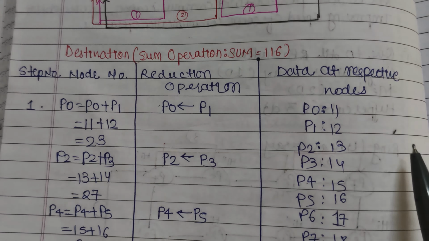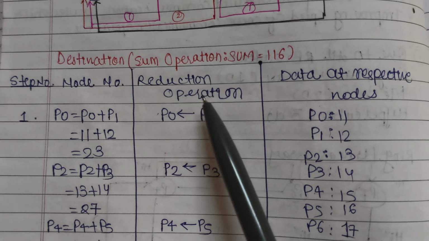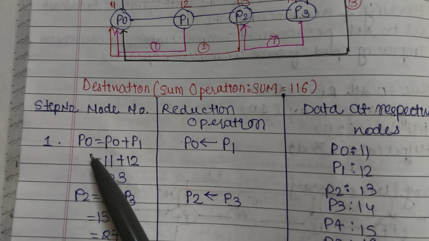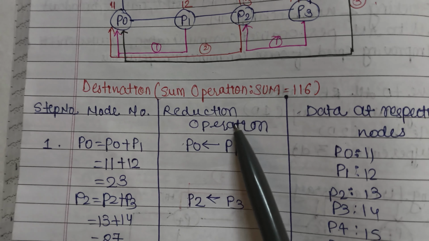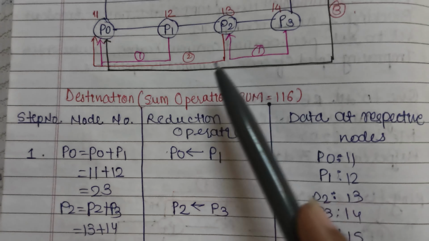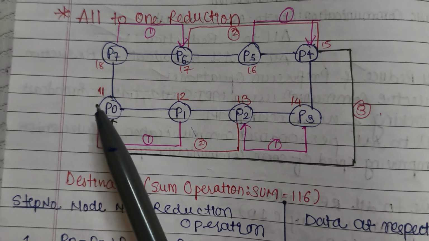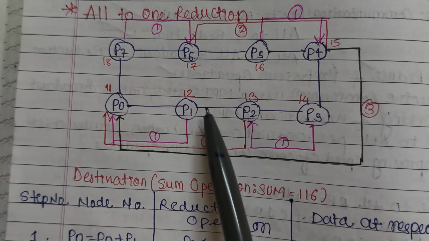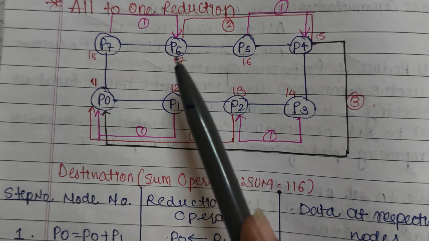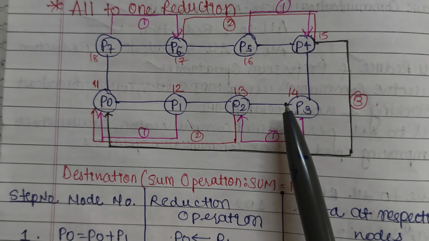Here you can see we have the columns step 1, node number, reduction operation, and data at respective nodes. Currently we will take the one step. Right now we'll take the reduction operation as P1 will go to P0. Each processor also has a value. P0 has 11, P1 has 12, then 13, 14, 15, 16, 17, 18. Each node has its own value or data.